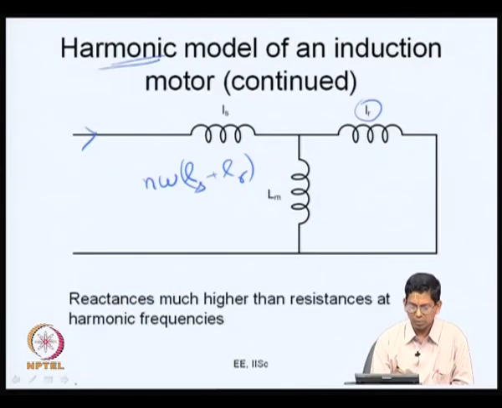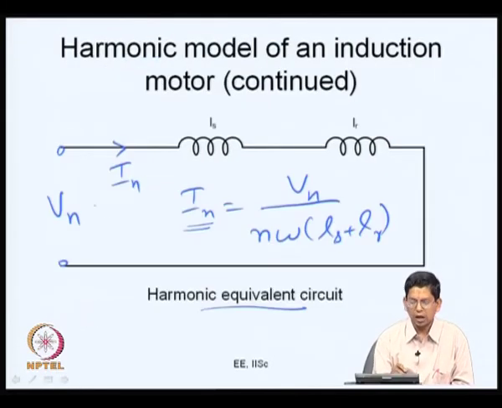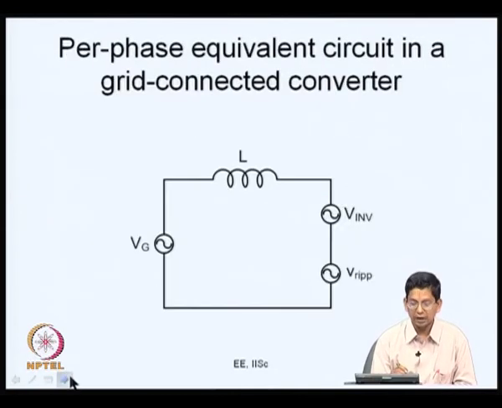But if you look at the harmonic equivalent, the harmonic voltage sees the machine simply as reactance. So, if you take a particular harmonic voltage and a particular harmonic current, their relationship is similar to that of the voltage and current through an inductor. Now, this is of consequence, as we will see later. This will help us in analyzing the harmonic currents very effectively later on.